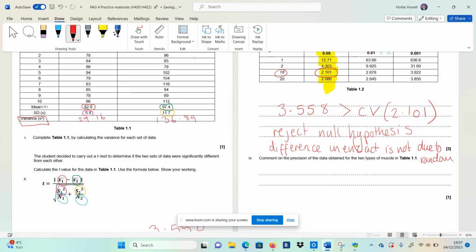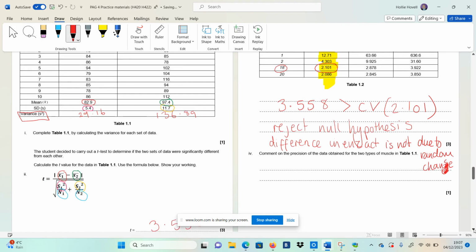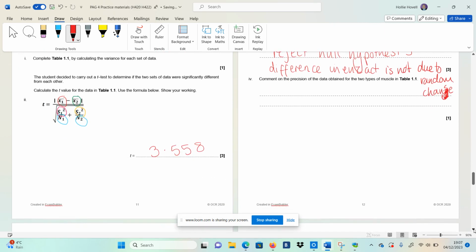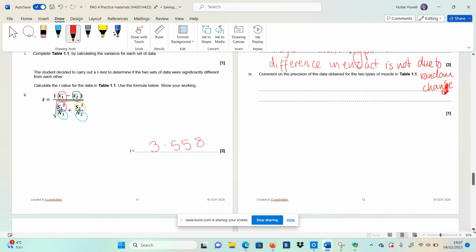So a null hypothesis is saying actually this is just caused by random chance. So, oops, sorry, chance with a C. If we're rejecting the null hypothesis, then we're saying it's not due to random chance. It's actually due to the biology of what's happening, what we're investigating. All right, so if you haven't come across that yet, it might seem really tricky, but the more you can just listen to my videos and get an awareness of how to do the stats, the easier it will be when we get there. Part 4, comment on the precision of the data obtained for the two types of muscle.